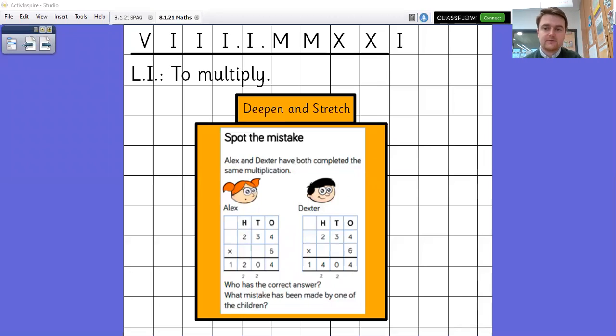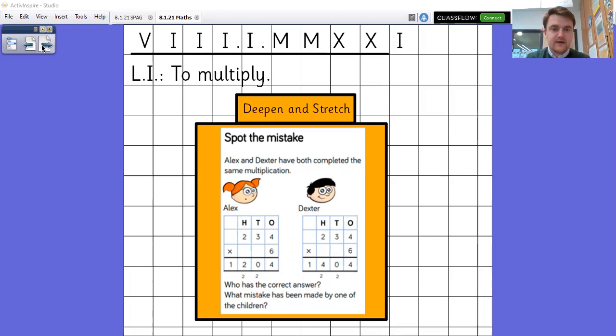So first of all, let's have a little starter activity. Alex and Dexter have both completed the same multiplication, which is 236 times 6, but they've got 2 different answers. Can you pause the screen? First of all, who is correct? And second of all, to really show that deep understanding, have a look at what they've done. Can you work out what mistake the person who's incorrect has made? So pause the screen, have a go with that, and then I will reveal all.